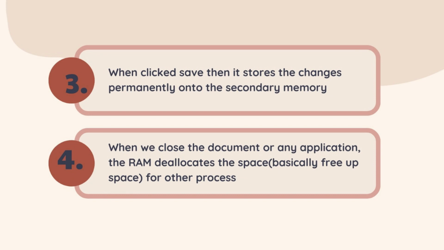So when we click the save button, only then will it store the changes permanently from main memory to the secondary memory. After that, let's say we close the Microsoft Word program once we're done with our task, the RAM will deallocate the space. Basically it frees up the space for other processes.